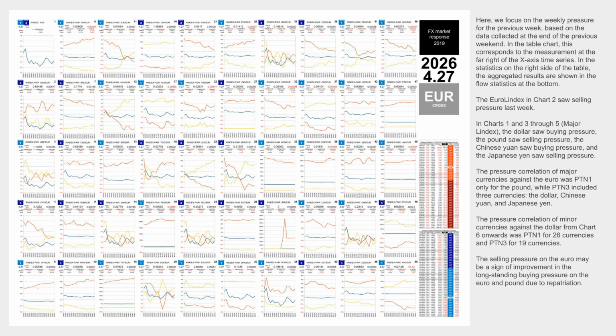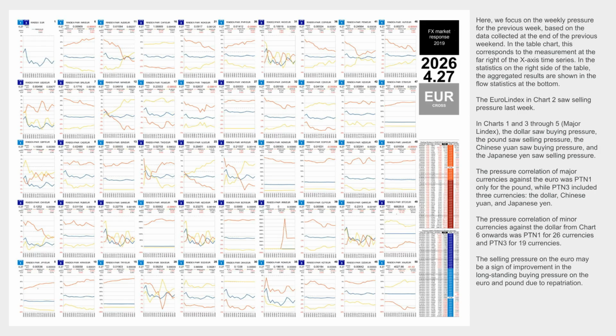Here, the same weekly pressure analysis applies. The Euro Lindex in Chart 2 saw selling pressure last week. In Charts 1 and 3 through 5, major Lindex, the dollar saw buying pressure, the pound saw selling pressure, the Chinese yuan saw buying pressure, and the Japanese yen saw selling pressure. The pressure correlation of major currencies against the euro was PTN1 only for the pound, while PTN3 included 3 currencies: the dollar, Chinese yuan, and Japanese yen.